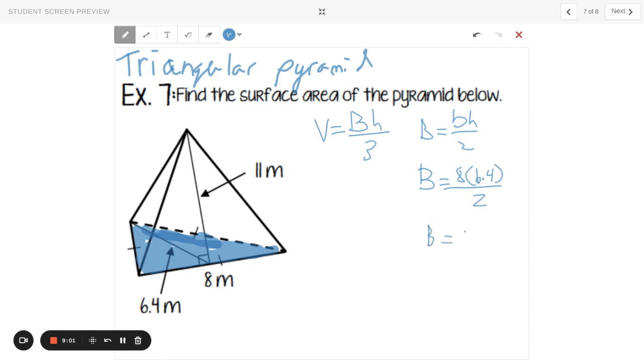Now the base of the triangle is 8, and the height is 6.4, divided by 2. You multiply and then divide by 2, and you will get 25.6. So then big B is 25.6. The height of the pyramid is 11, divided by 3. So then you're going to do 25.6 times 11 divided by 3, which is 93.87. And just to let you know, I did round that. Meters cubed.